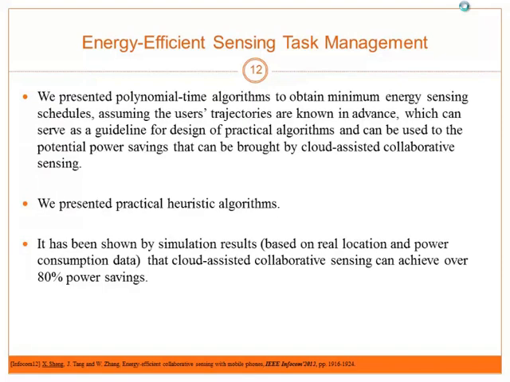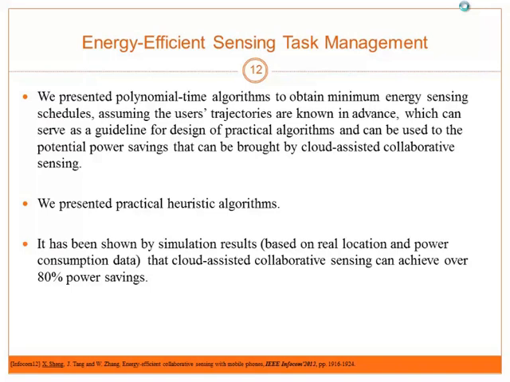So here are some contributions and findings in that paper. We present a polynomial time optimal algorithm to find the minimum energy sensing schedule, but based on a very strong assumption: we have to assume that we know the moving trajectory of every user in advance. That's obviously unrealistic, and I can admit that. However, we want to use this optimal algorithm to serve as a guideline for future design of a practical algorithm. And also we want the corresponding optimal solution to serve as a benchmark to show how much power we can potentially save using this so-called cloud-assisted collaborative sensing.